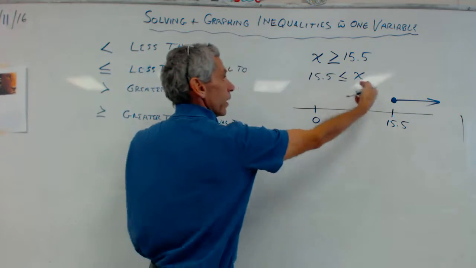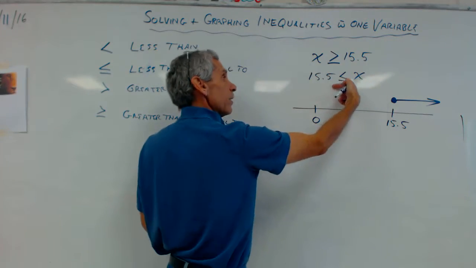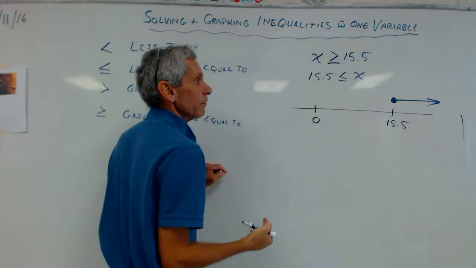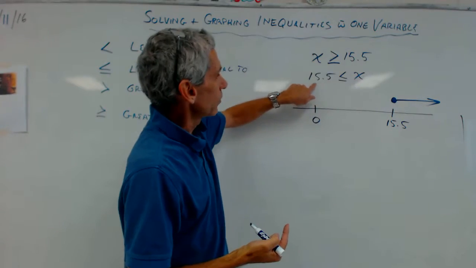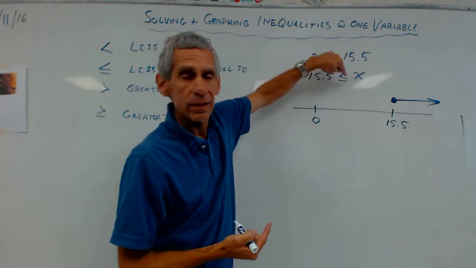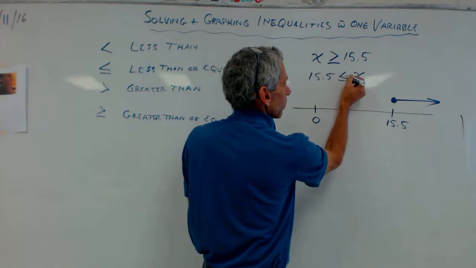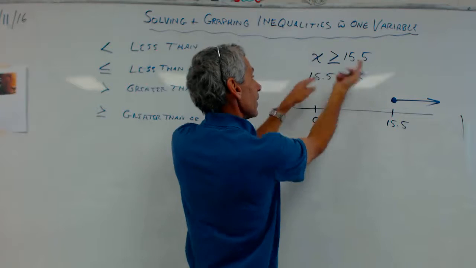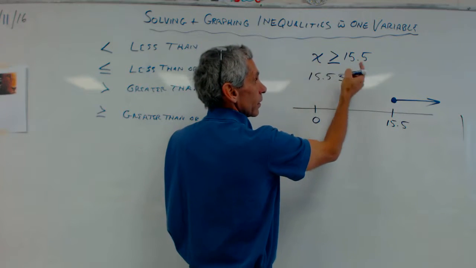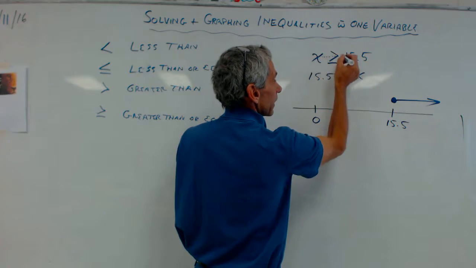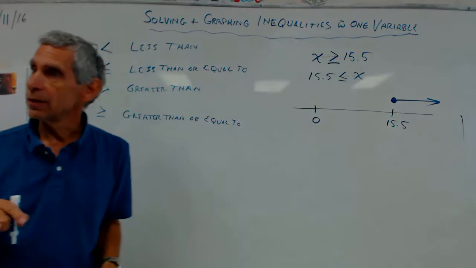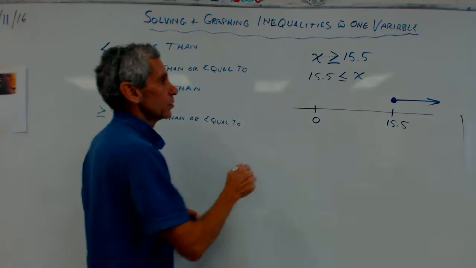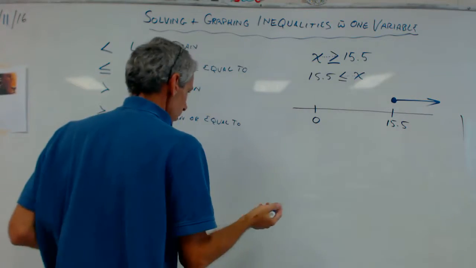But I'm reading it backwards. X is greater than. The bigger mouth is facing the x. X is bigger than 15.5. Now, notice, when you write it this way, if you thought of this as an arrow, that would be pointing in the wrong direction. But because this x is on the left side, you can think of this as an arrow, and it shows you the direction that you're going to be moving on the graph. Does that make sense? So it says you're going to go to the right. Bigger, right?